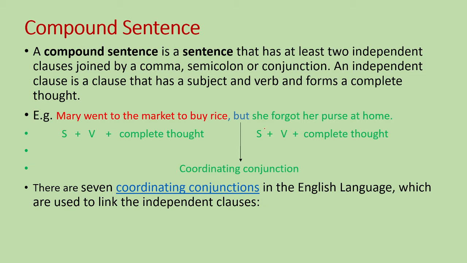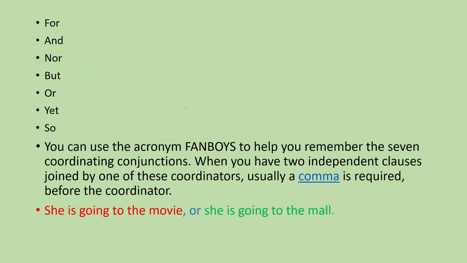So if two independent sentences are joined with a coordinating conjunction, it will become a compound sentence. So in case your jumbled words have a coordinating conjunction like but, and, so, nor, yet, you should understand that you will have to make two separate sentences. There are 7 coordinating conjunctions. Let's have a look at those 7 coordinating conjunctions: for, and, nor, but, or, yet, so.